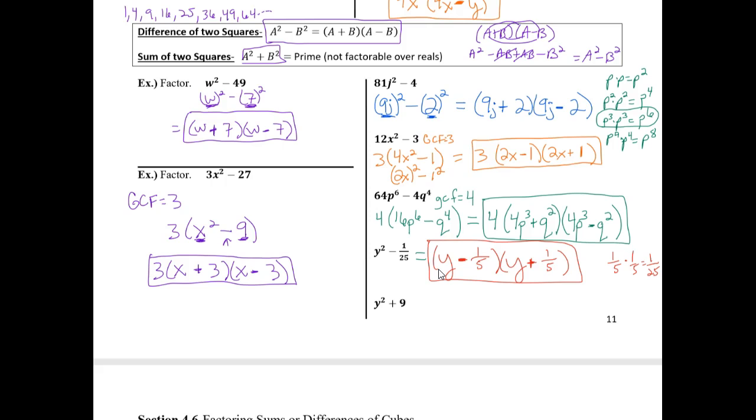And here we are with this last one. So the last one is y squared plus 9. Y squared is a perfect square. 9 is a perfect square. But the middle is a sum. It's not a difference. So this is actually prime. It's not factorable. There's nothing I can do with that.